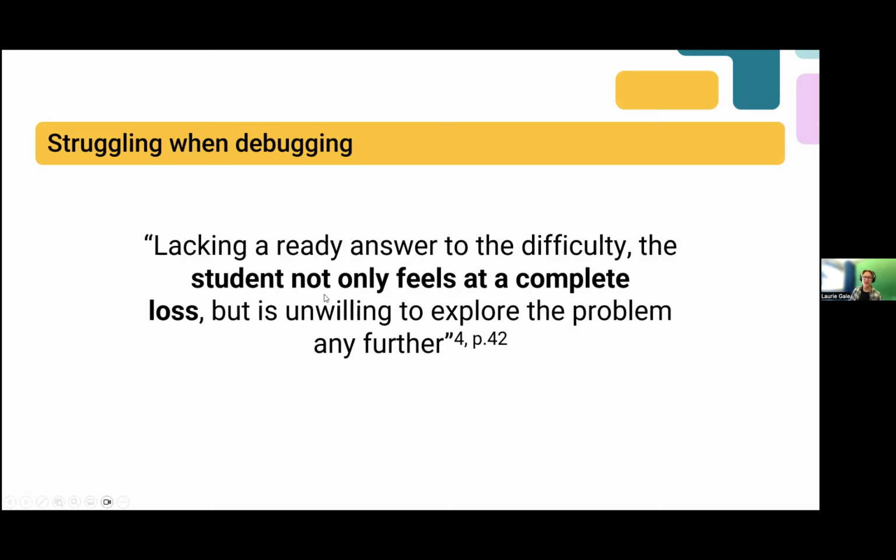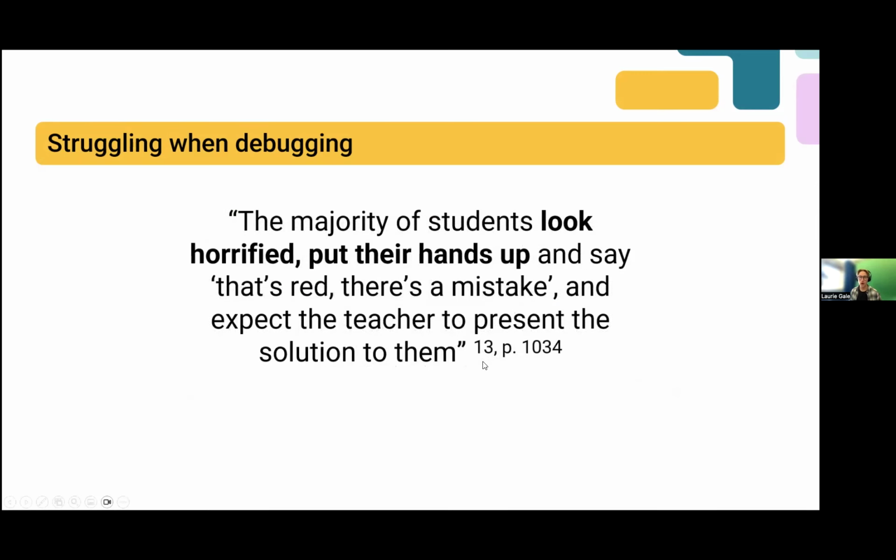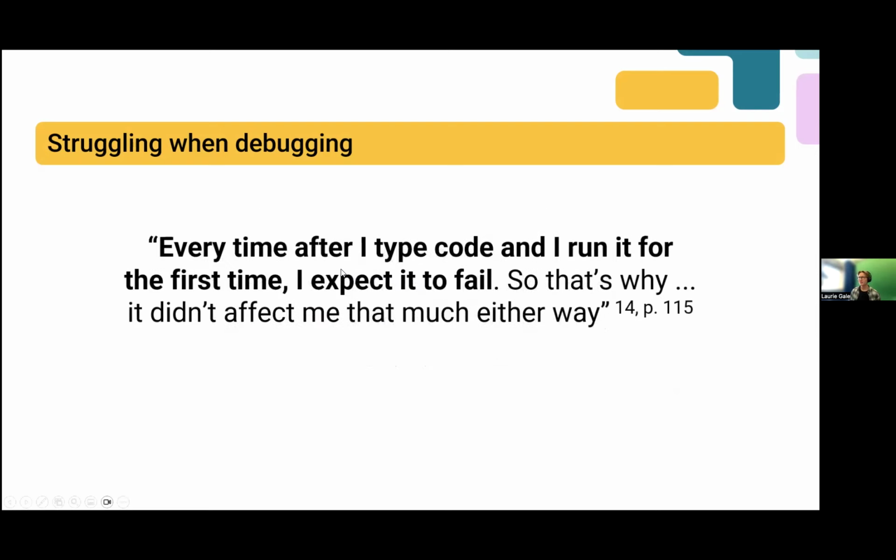So students in undergraduate studies have reported, or at least teachers have reported, students feeling at a complete loss. Some students report this struck-by-lightning experience when they run their code and it gets an error they weren't expecting. And we see all of these negative emotions. Some students look horrified when they get a red text error message. Some students might have had such bad experiences with debugging that they just expect their code not to run when they press run. So that's really, really not good.